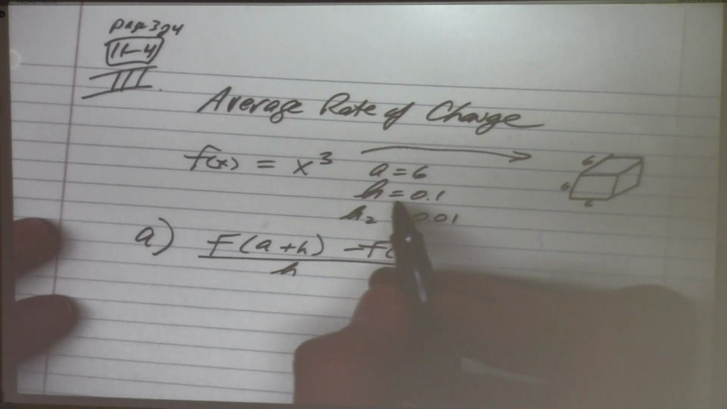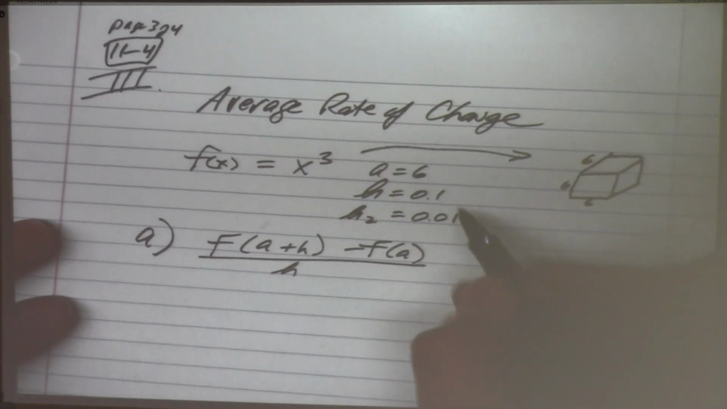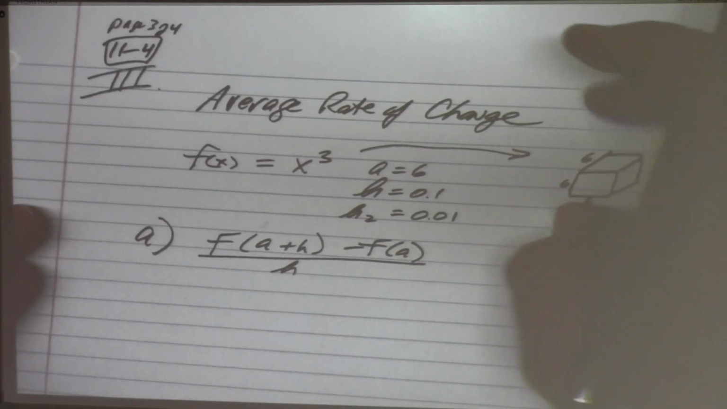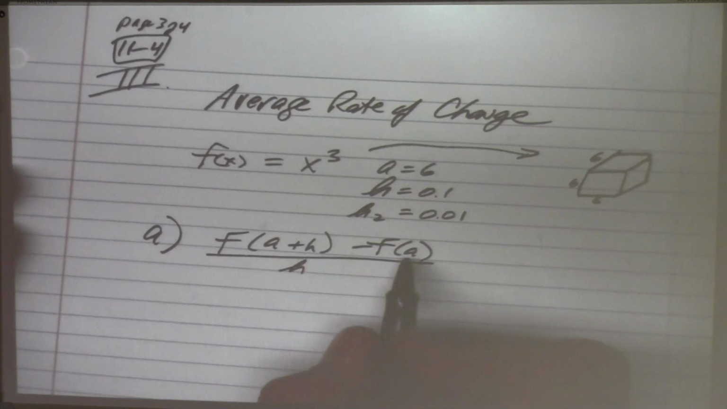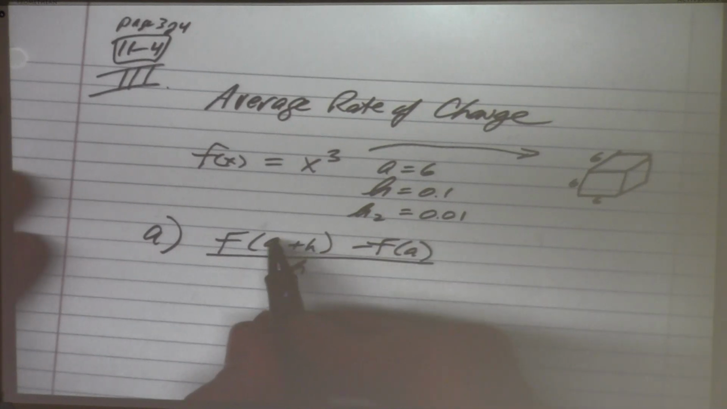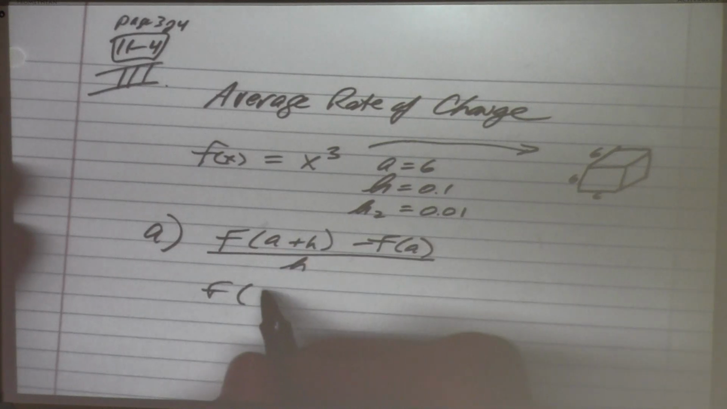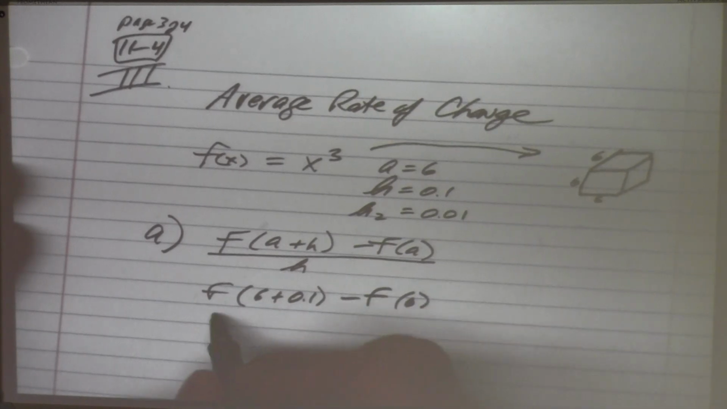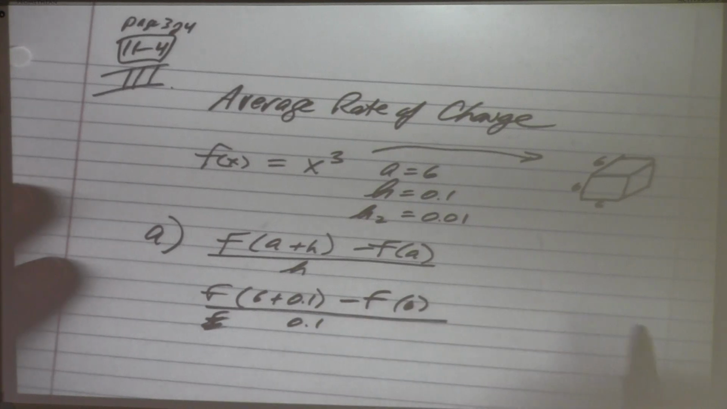And as the height changes from 6 to 6.1 and 6.01, well, what we're going to see, because all of them would be changing, height, length, and width, all of them would be changing. We're going to use this. We're going to do the function when it's 6 plus the h. Okay, so 6 plus 0.1, minus the function at 6, all of that over 0.1.